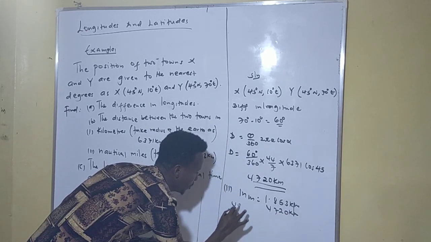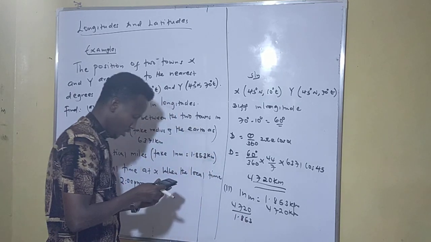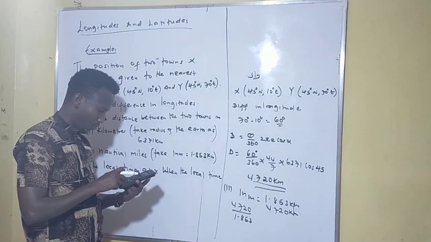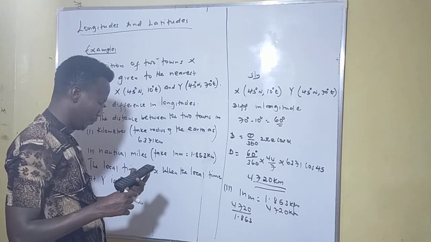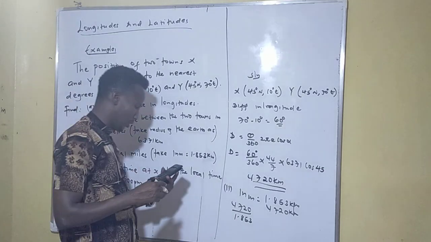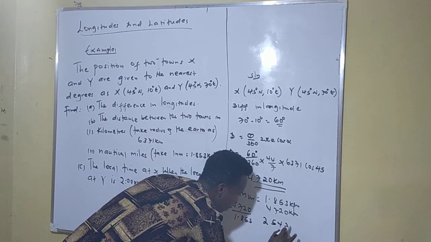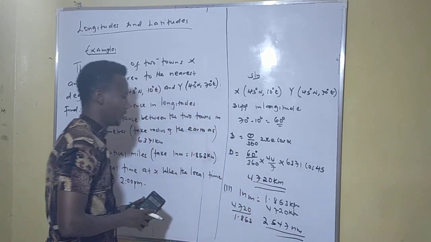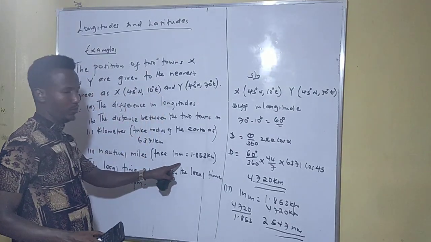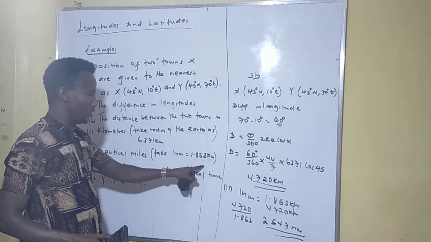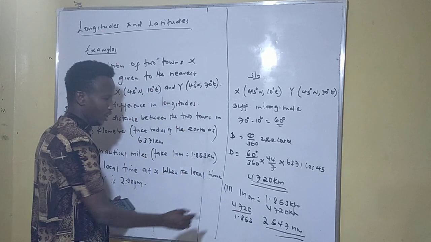So it will be 4720 divided by 1.853. Okay, 4720 divided by 1.853. It will be how much? It will be 2547 nautical miles. Yeah, this is how you're going to calculate the other part, because we see that they said what? Look here, 1 nautical mile is equal to what? 1.853. So you only convert this distance into nautical miles using this relationship.